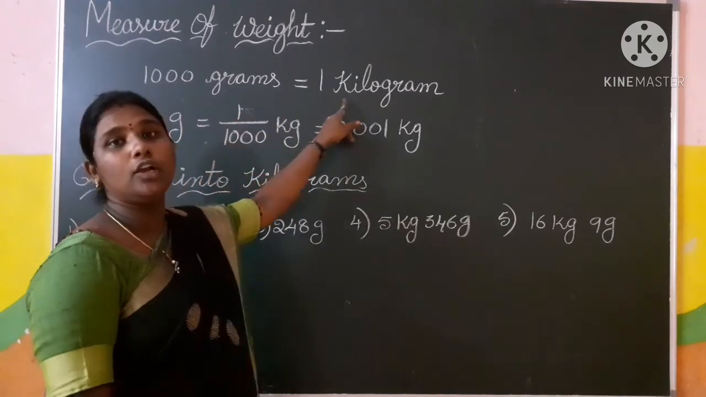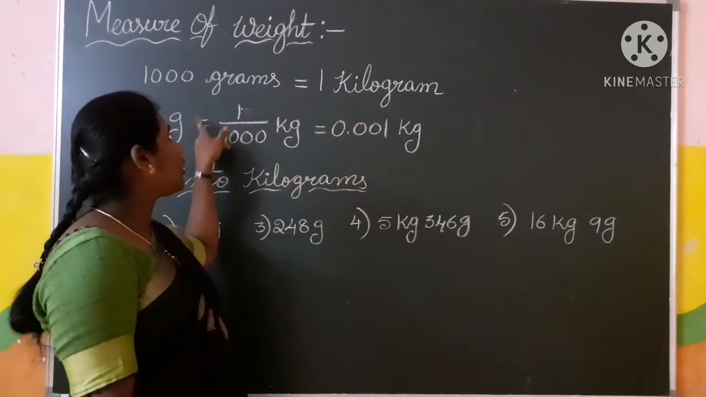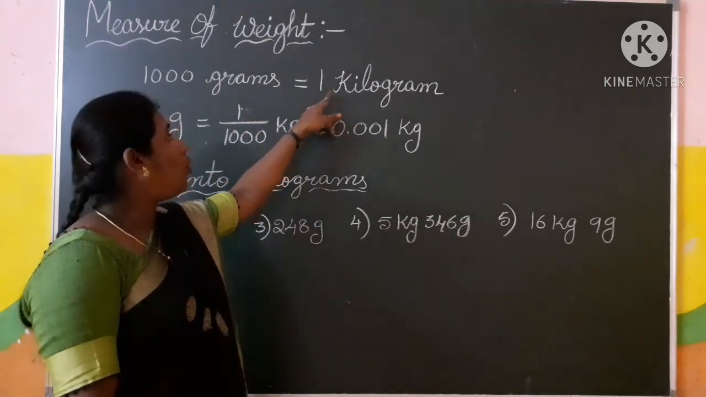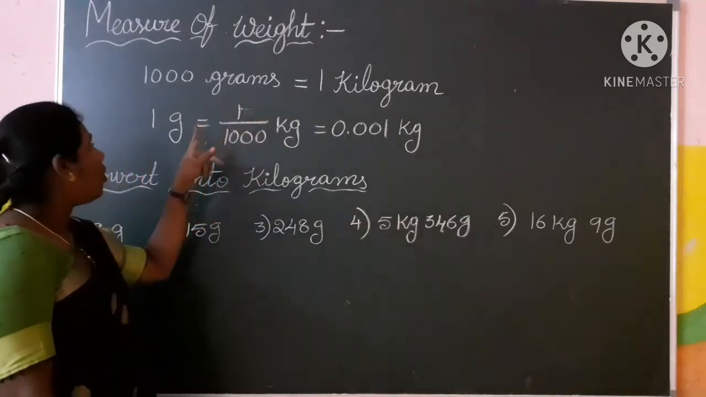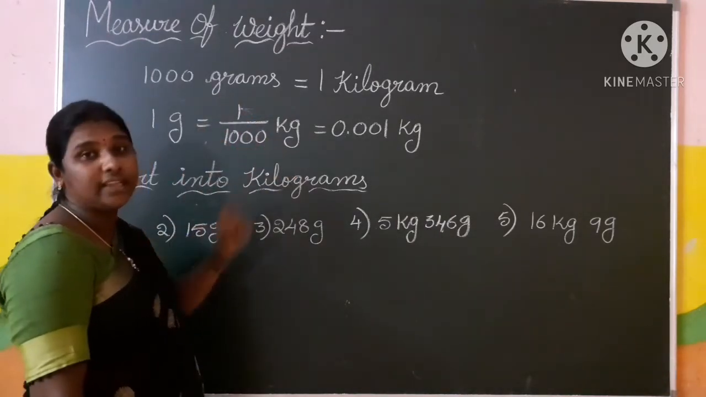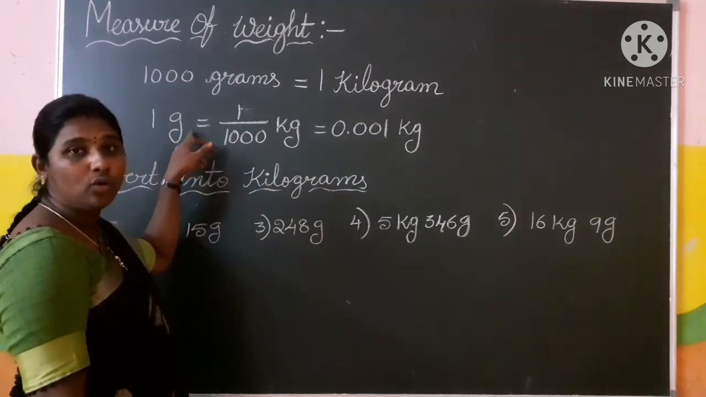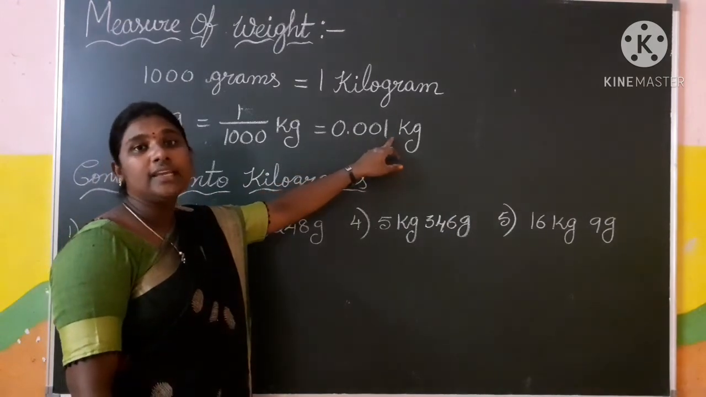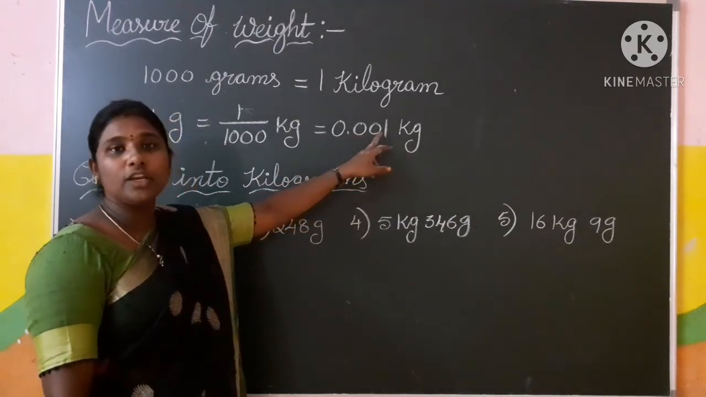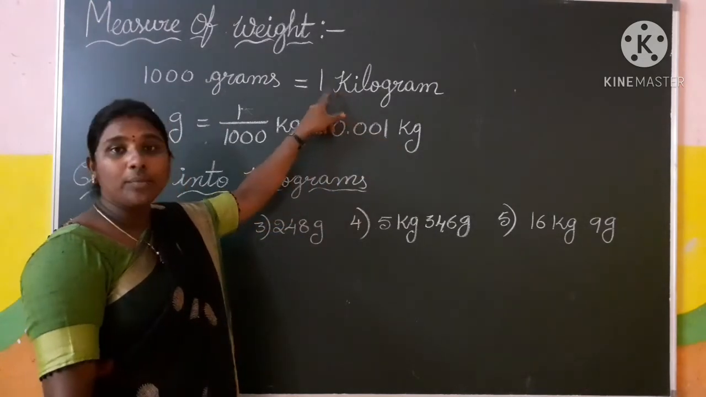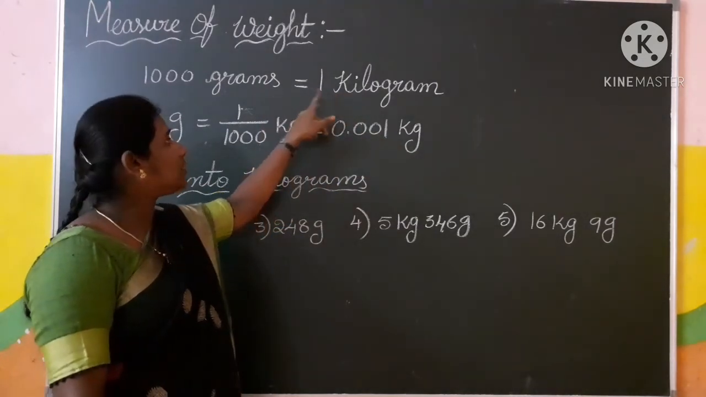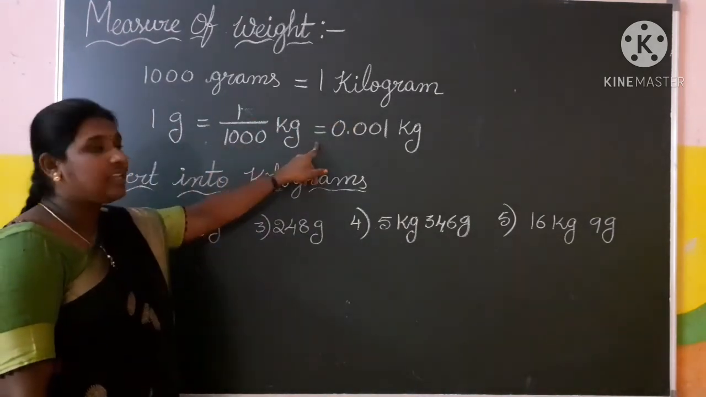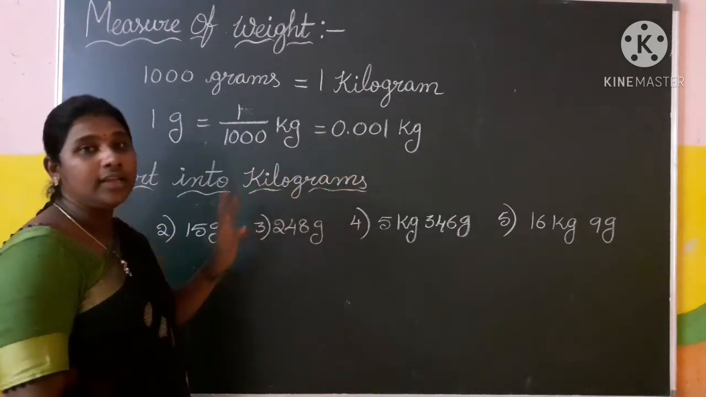Next one is measure of weight. 1000 grams is equal to 1 kilogram. So 1 kilogram is equal to 1000 grams. 1 gram is equal to 1 by 1000 kg, which is equal to 0.001 kg.